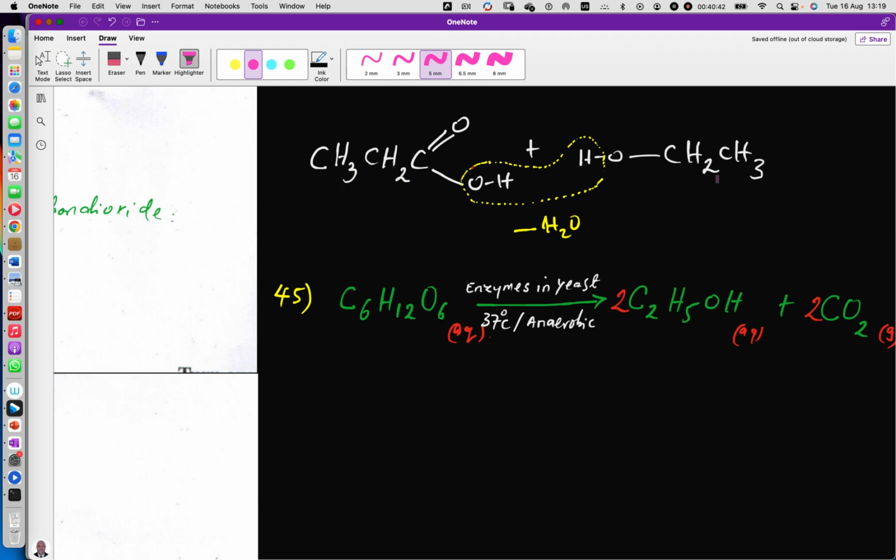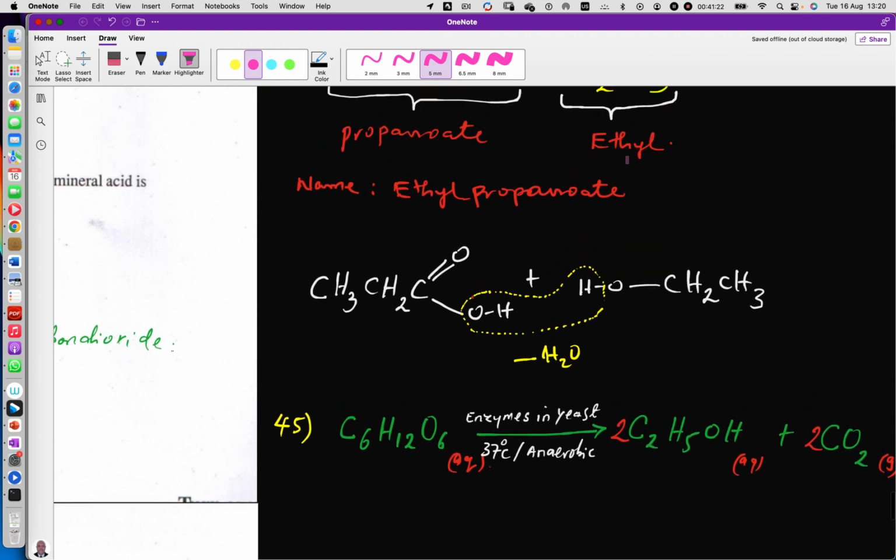Propanoic acid and ethanol. As I earlier told you, the OH of the carboxylic acid will react with the hydrogen from the alcohol. Only the hydrogen of the alcohol is removed, and that gives us a molecule of water that is taken away. The two are then linked by this oxygen. This is what we call an ester linkage. If that happens, this is going to be the product.